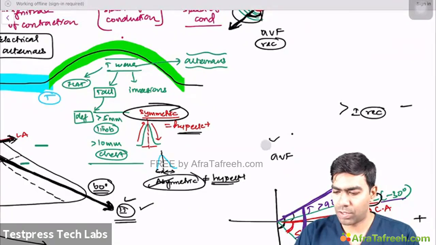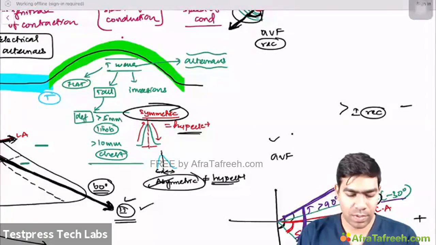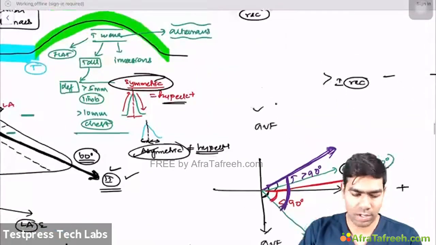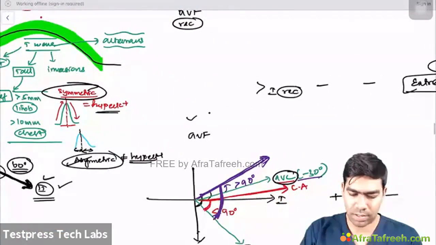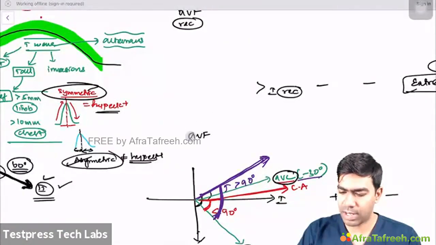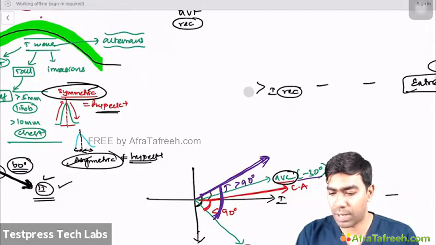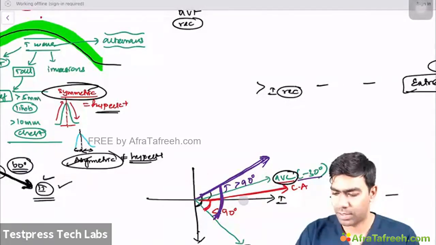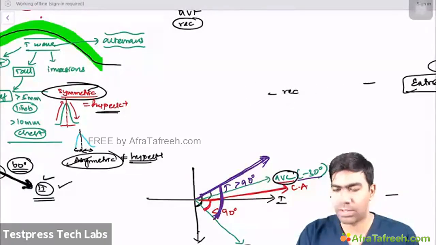Then, of course, we are going to have T-wave inversions. That's what we are going to discuss. What are the conditions that produce T-wave inversions? But first, can you tell me any other condition that can produce tall T waves apart from hyperkalemia? If you tell, I'll really like it. So what are the other conditions?